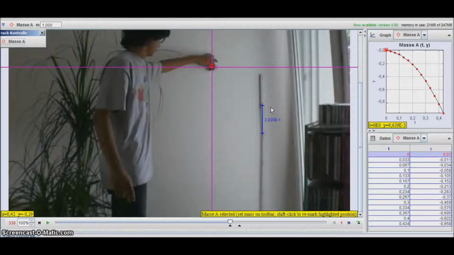I set the origin of the coordinate system to the center of the capsule, so it's moving on the negative y-axis. As you can see, the speed is increasing in the observed time interval of 0.434 seconds.